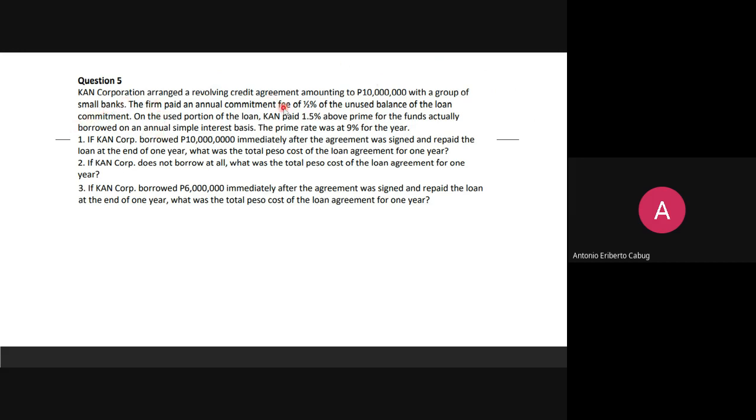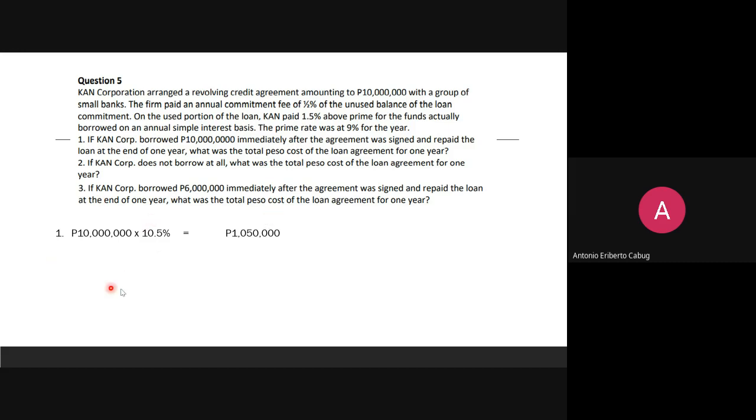So the firm paid an annual commitment fee of 0.5% of the unused balance of the loan commitment. So kung yung 10 million hindi niya hihiramin, magbabayad ng 0.5%. On the used portion of the loan, Can paid 1.5% above prime for the funds actually borrowed on an annual simple interest basis. The prime rate was at 9% for the year. 1. If CanCorp borrowed 10 million pesos immediately after the agreement was signed and repaid the loan at the end of 1 year, what was the total peso cost of the loan agreement for 1 year?